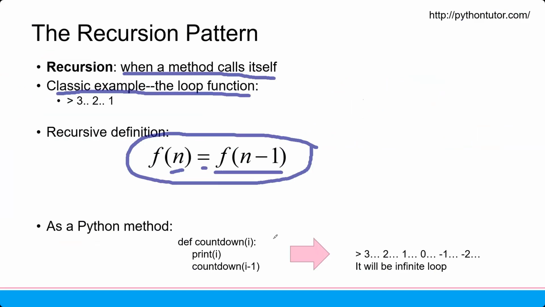So in a Python method, we can look at it like this one. The countdown with parameter i. Let's say I want to print i, and then I want to go to i minus 1.